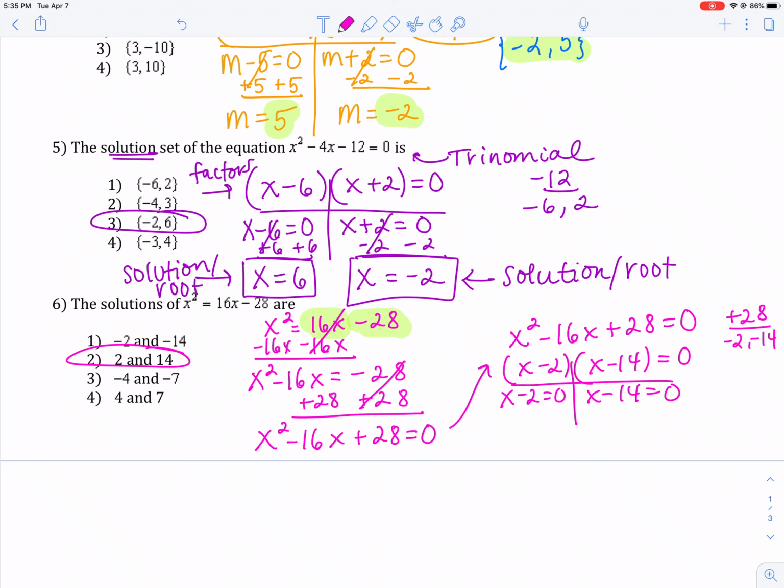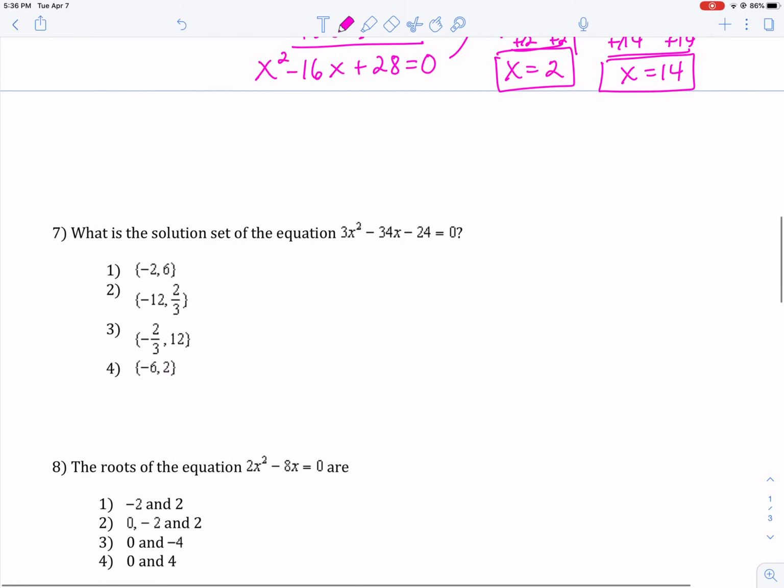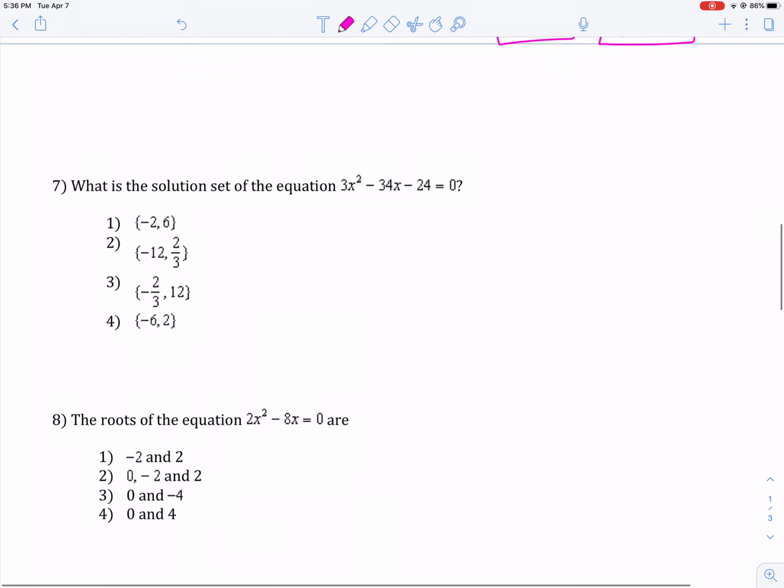If it's negative, I'm going to add 2 to both sides, and I get a positive 2. Same thing on this side. Add 14 to both sides. I get x equals 14. And either way you do it, calculator or not, 2 and 14 are your answer. Okay, so the calculator is amazing. It is going to tell you everything you need to know. Let's go to the next one.